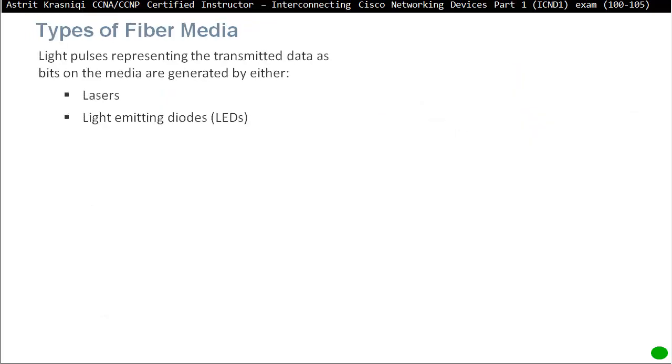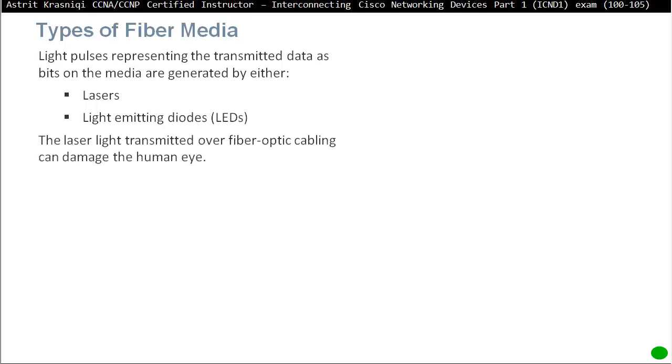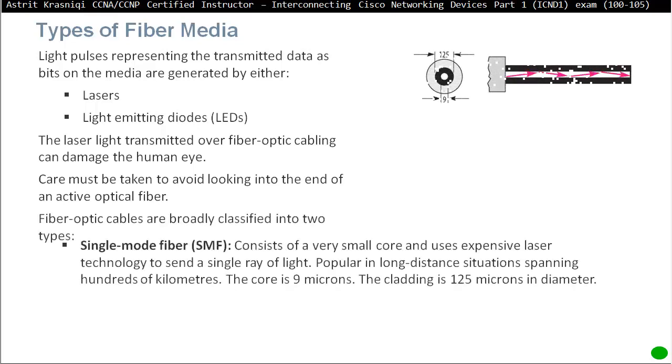The transmitted data is represented as light pulses on the media, generated by either a laser or light emitting diodes, LEDs. The laser light transmitted over fiber optic cable can damage the human eye. So make sure that you don't look at the fiber optic cable if it's connected on the other side, because it can blind you.